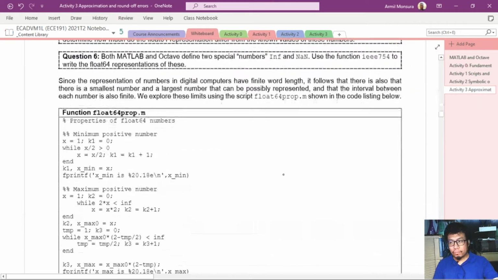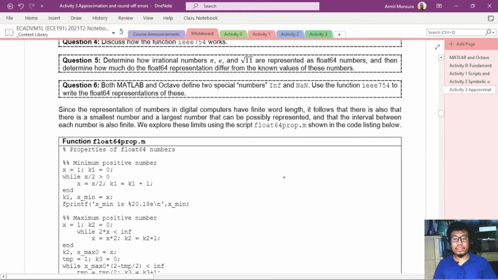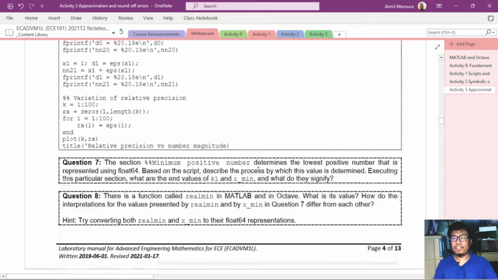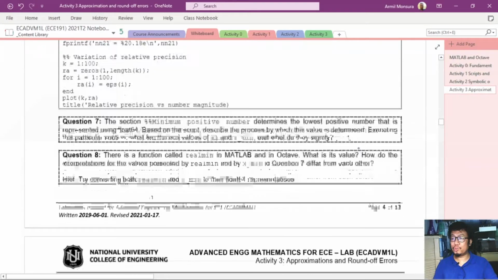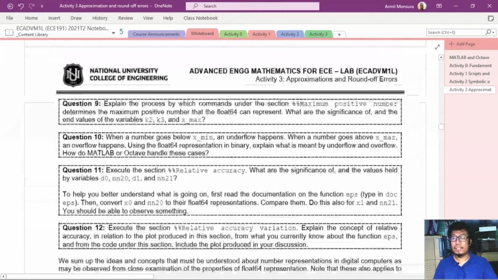Now, you can also explore the properties of the float 64 representation by running this script. If you run this script, its output can actually be an indicator of what the properties of the float 64 representation are. So from there, you should be able to answer questions 7, 8, 9, 10, 11, and 12.